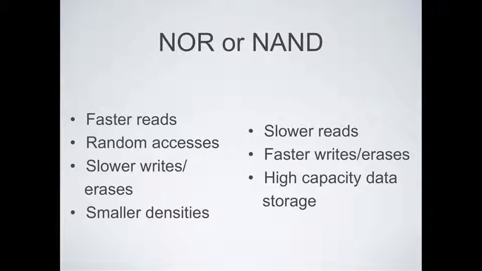NOR is better suited for code storage since it's memory mapped, and you can do some execution in place. NAND is better suited for data storage, when you want to save off your data. The reason you get smaller densities for NOR is that when you manufacture a NOR transistor versus a NAND transistor, a NOR is almost twice as big. The NAND is very tiny, so you can get more of these transistors in a tiny space than NOR, which is why NAND will give you the higher data capacity.